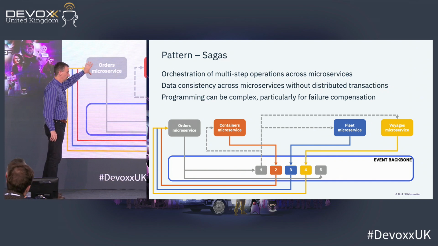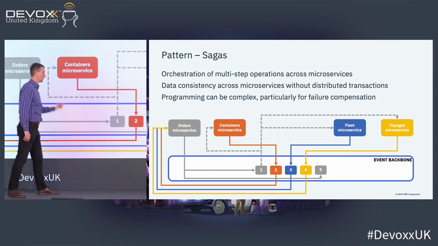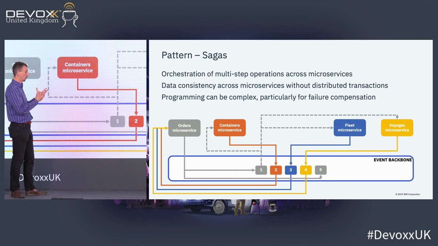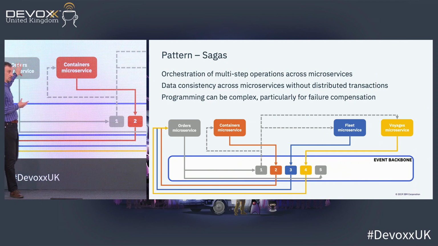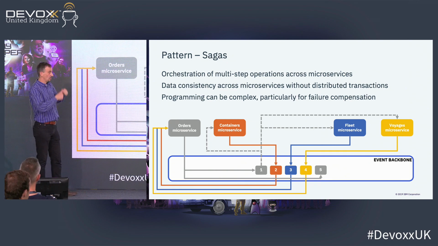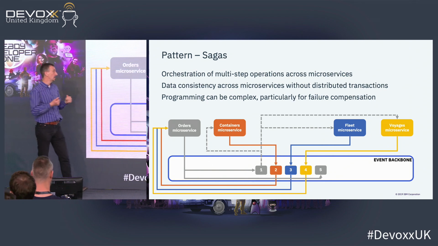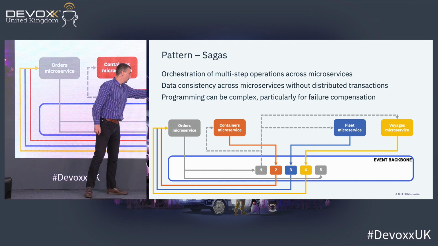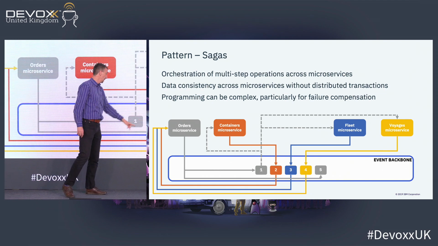So the orders microservice has published a message onto its topic, which is message number 1, and the containers, fleet, and voyages microservices are all subscribing to that topic. And so it might be, for example, order created, and the other 3 microservices leap into life and they go, well, I've got to do some work now, so they go off and do it. So the containers microservice does some work, and then when it's finished it publishes a message saying, I've done mine. And then, of course, the fleet one and the voyages one do the same.